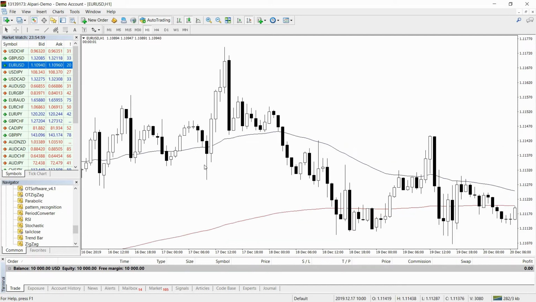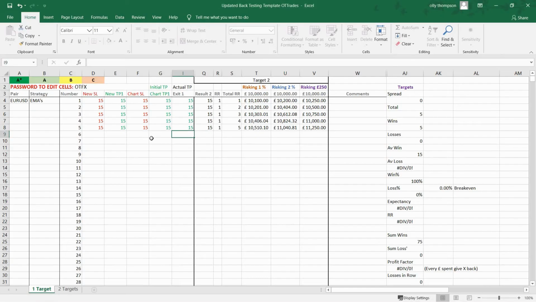Back above 50, touch, nice reversal, and we get this engulfing candle here. Again, risking 150 to make 150, or 15 pips to make 15 pips. 150 is down here to make 150 up here. So again, another winner.